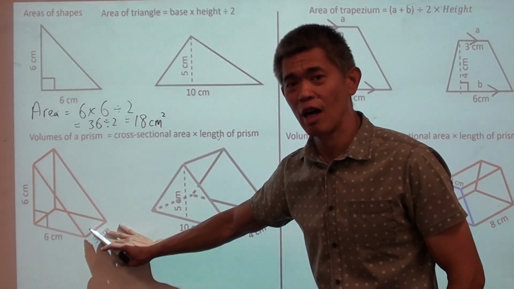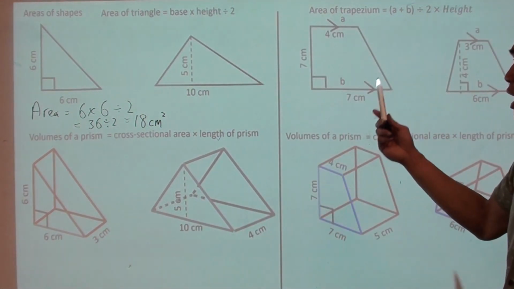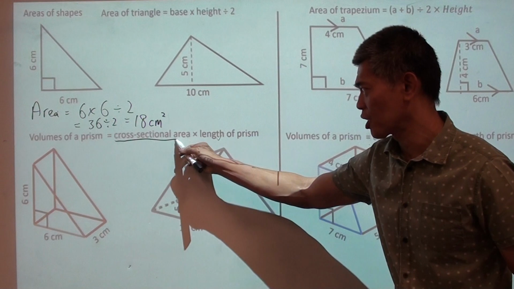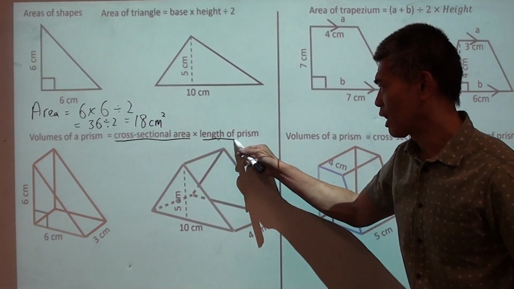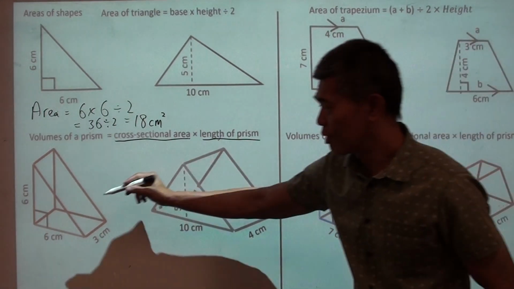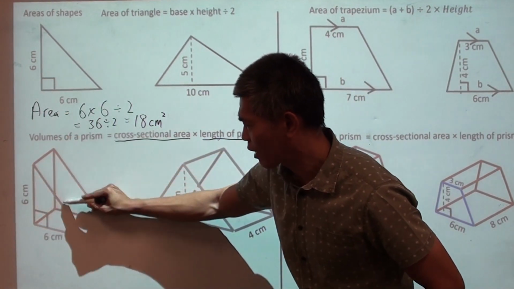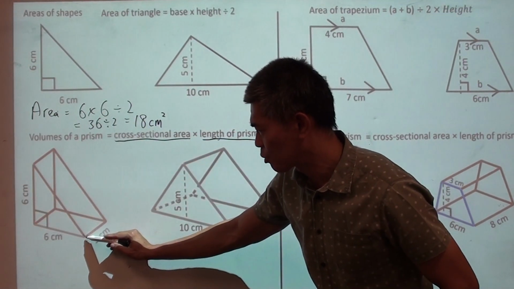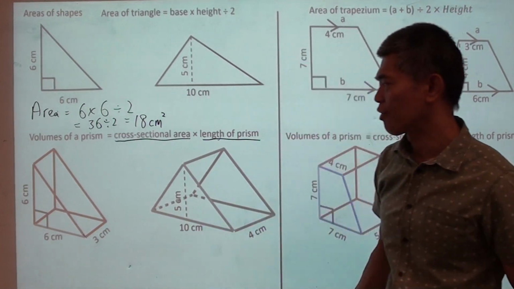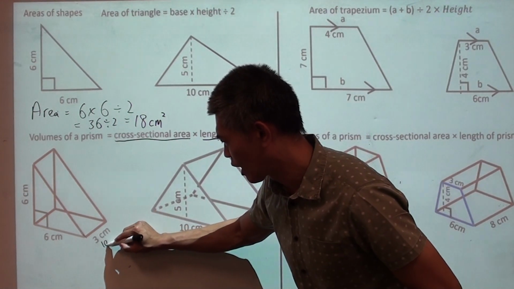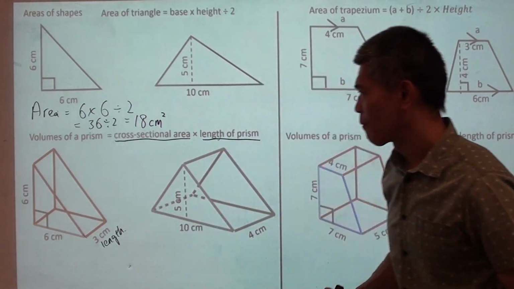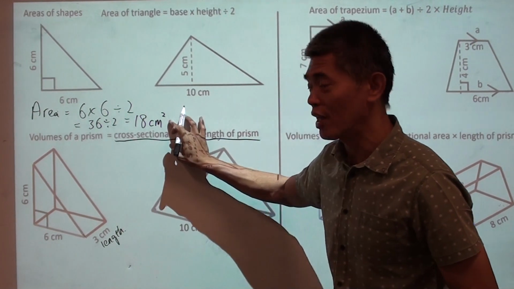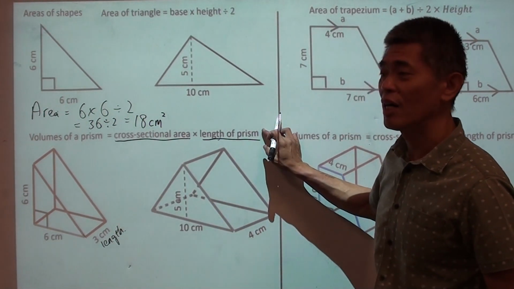Let's try this one out now. We're going to find the volume. The calculation of the volume is straightforward. We just take the cross-sectional area multiplied by the length of the prism. Over here we have this same triangular shape, which is the same cross-section as this triangle. And this cross-section is repeated over a length of 3 centimeters. So this is the length. So all you're going to do is simply multiply the cross-sectional area, which in this case is 18 centimeters squared, with the length of the prism.